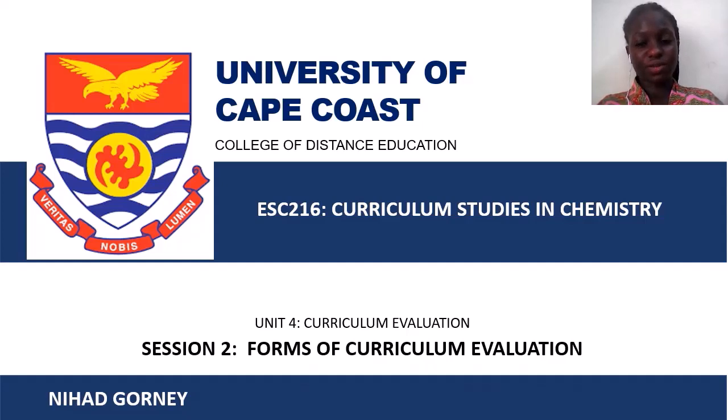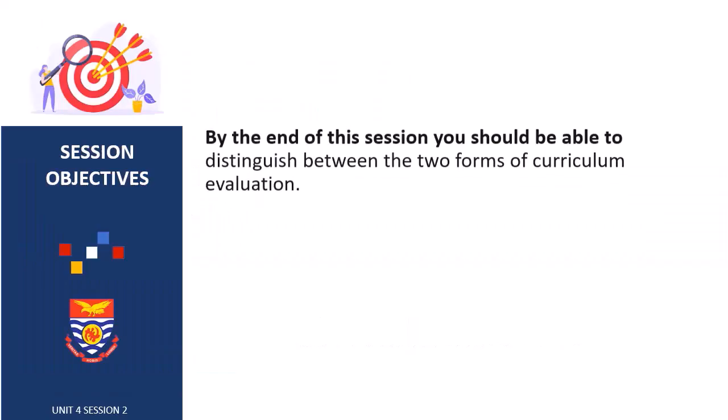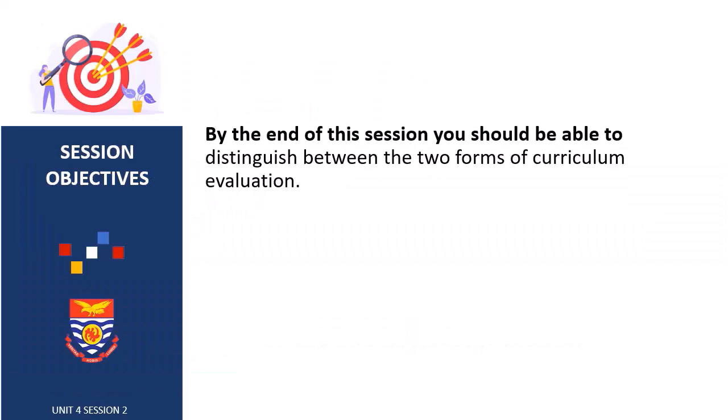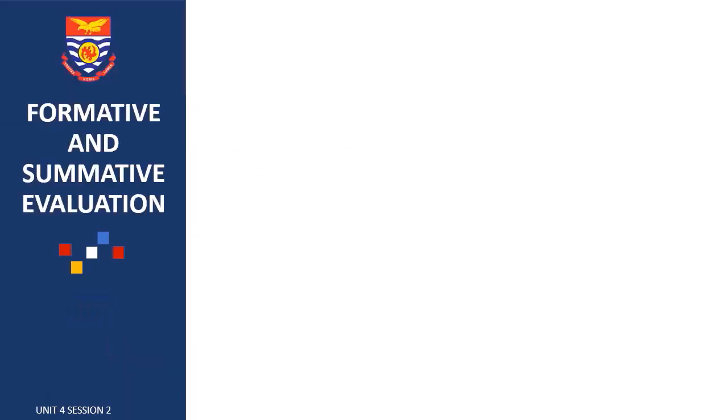In this session, we shall take a look at the forms of curriculum evaluation. After you have finished studying this session, you should be able to distinguish between the two forms of curriculum evaluation. What are the two forms of curriculum evaluation? They are the formative and the summative evaluation.